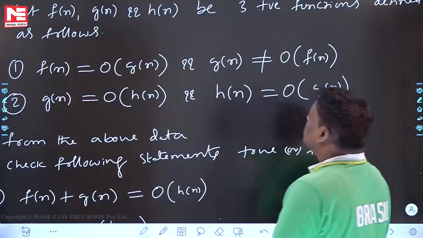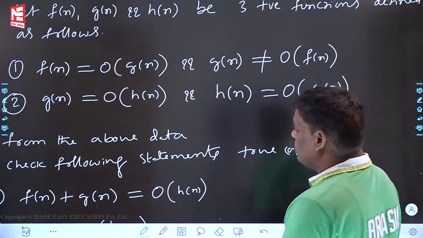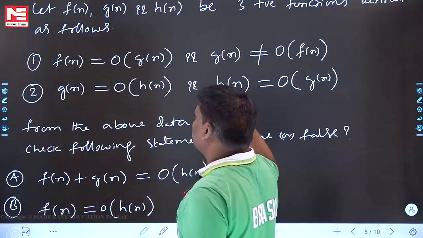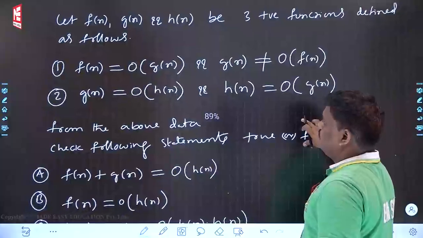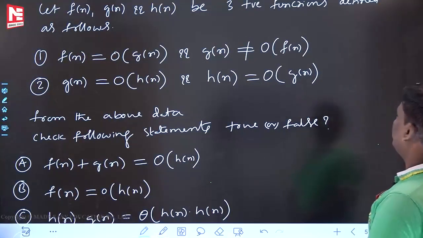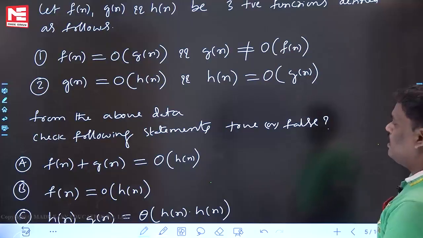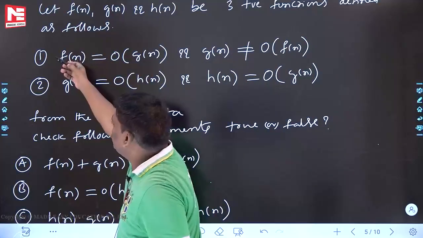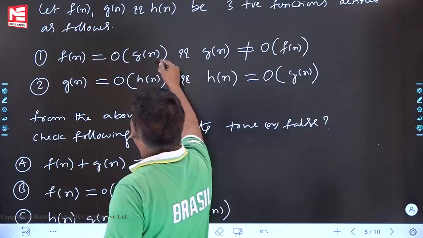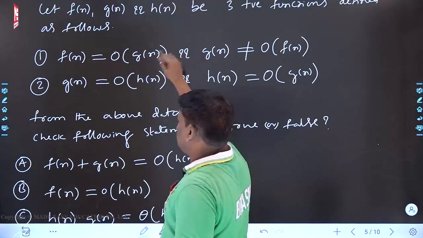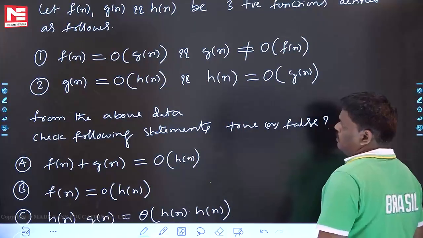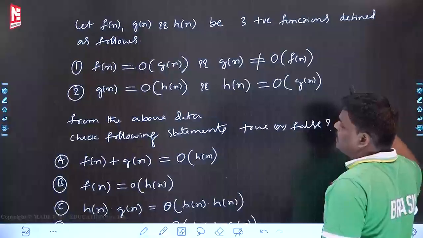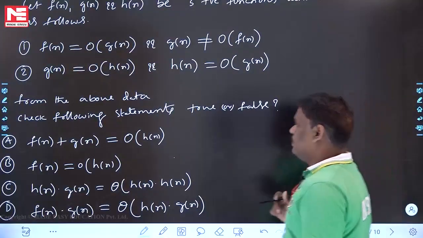The basics required for this problem are the properties of asymptotic notation. We have already done them. Now read it, you may get more clarity. That is the reason I started this problem after those basics were over. Check this: let f of n, g of n and h of n be three positive functions defined as follows. Some story is given. The three functions are defined like this, as given in statement 1 and statement 2. After this, see what they are asking. From the above data, check whether the following statements are true or false. Based on the given data, verify whether these statements are right or wrong. We will see now what conclusion we can give.